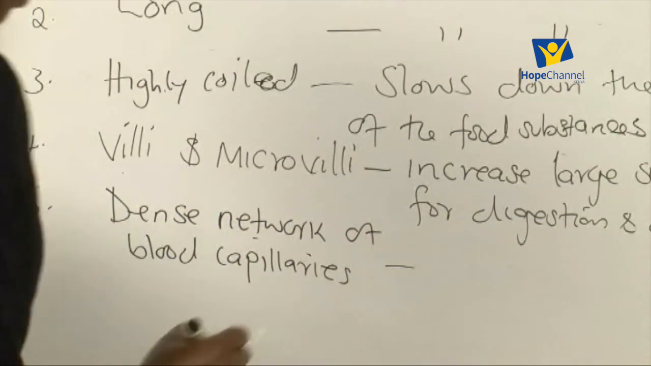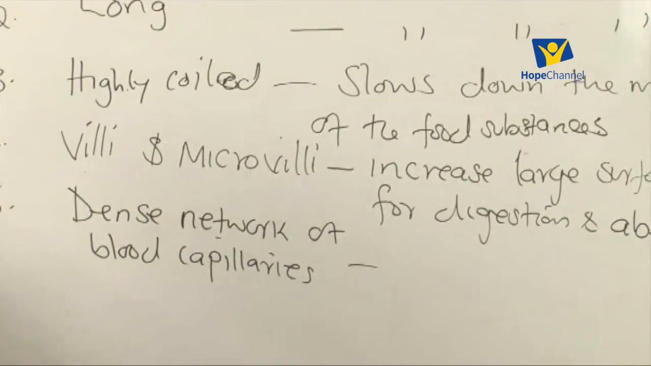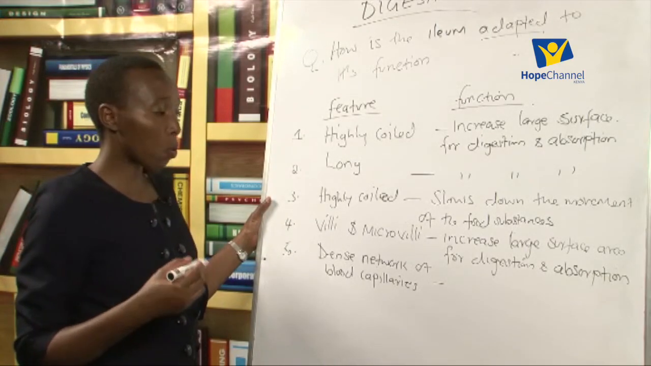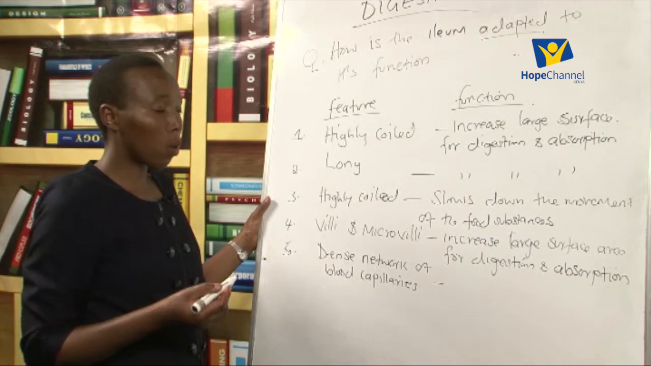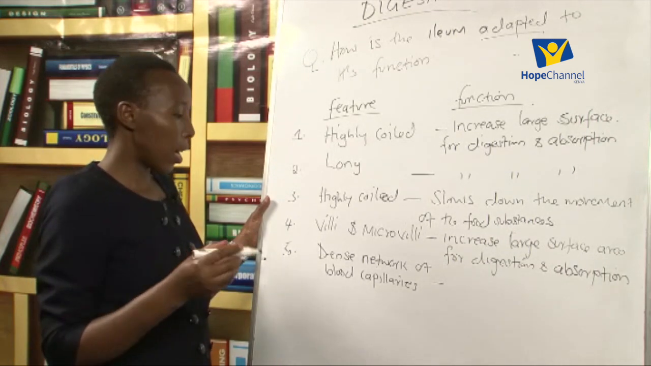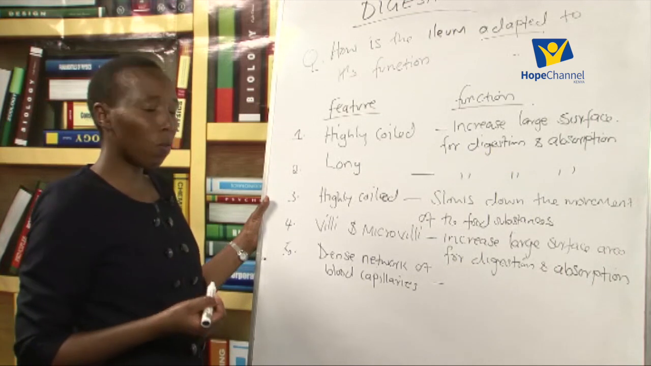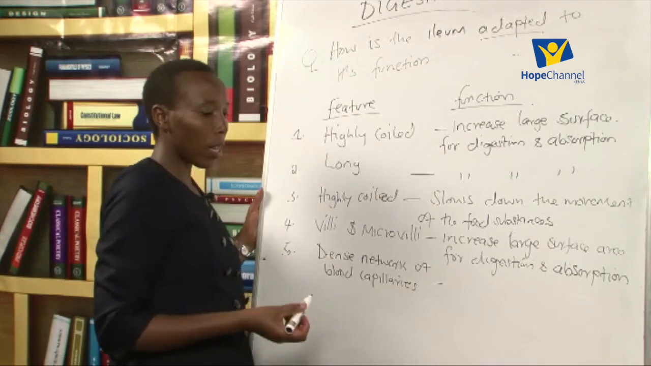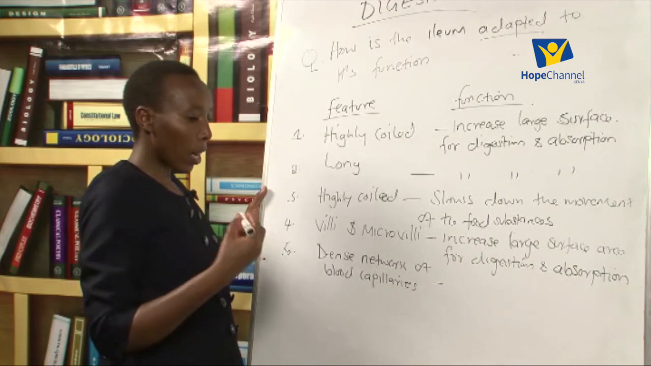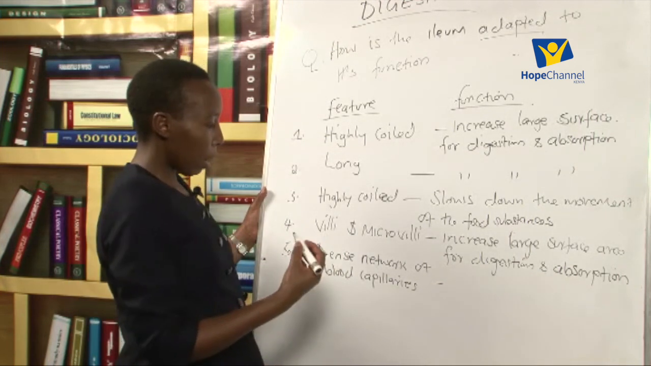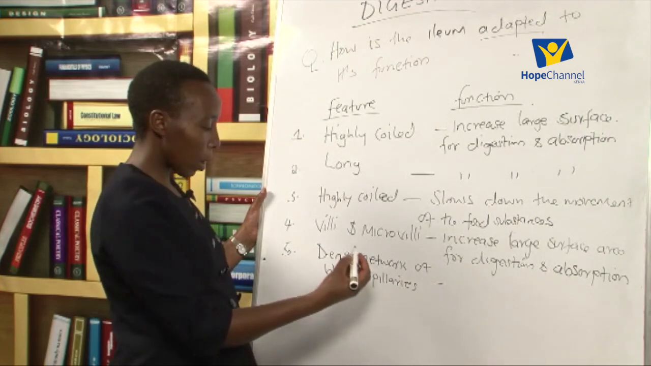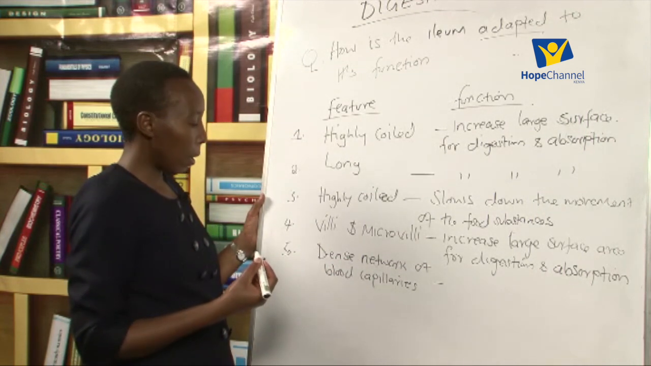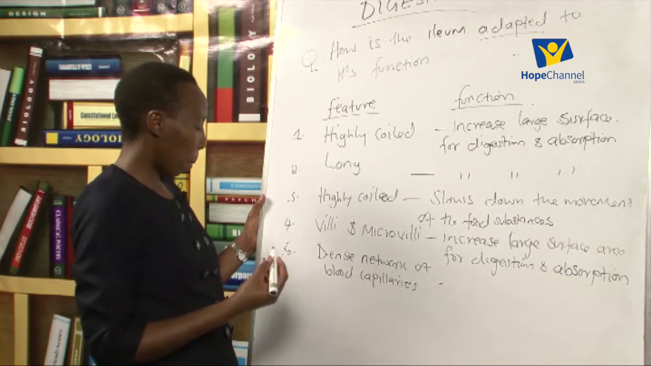And the work of the dense network of blood capillaries is where the food substances are absorbed into, because it is in the blood that they are transported to various parts of the body. So there is a dense network of blood capillaries to provide service for absorption. They are going to transport the digested food products.